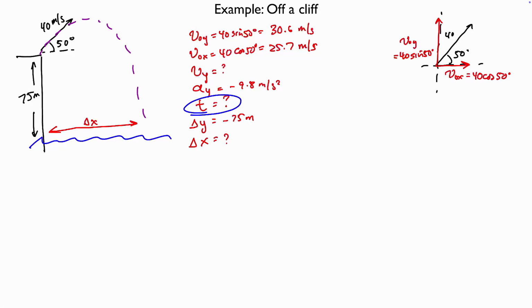So I'm not going to write down in words my plan. You might want to initially, right? But my plan now is to use the second kinematic equation and solve it for t, but then also to use the third equation, solve it for Vy, and then use the first equation and solve it for t. We'll do both ways. Okay?